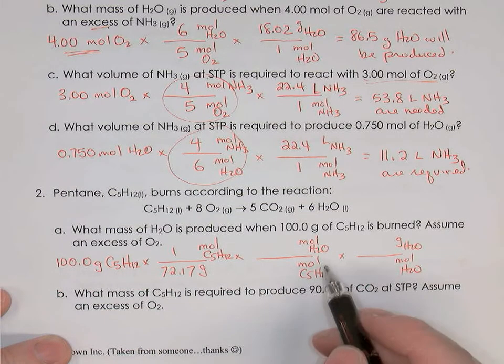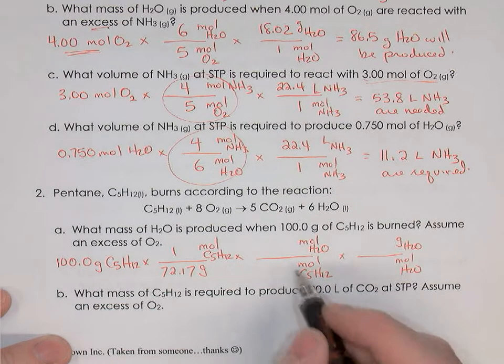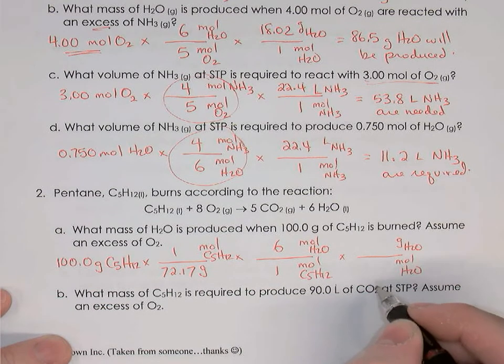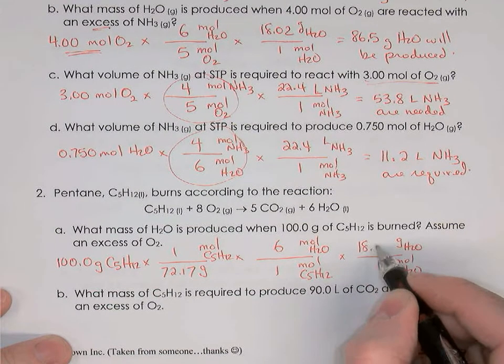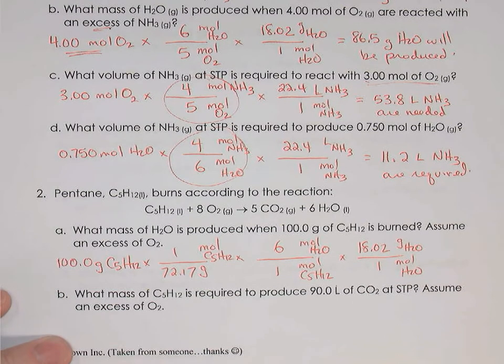The second multiplier, moles of water and moles of pentane, would come from the balanced equation. It says that 1 mole of pentane will produce 6 moles of water when it's burned. And the final multiplier is the molar mass of water. 1 mole of water weighs 18.02 grams. So grabbing a calculator, 100 grams of pentane divided by 72.17, this is the moles of pentane now, times 6, this is the moles of water, and times 18.02, this is the grams of water.